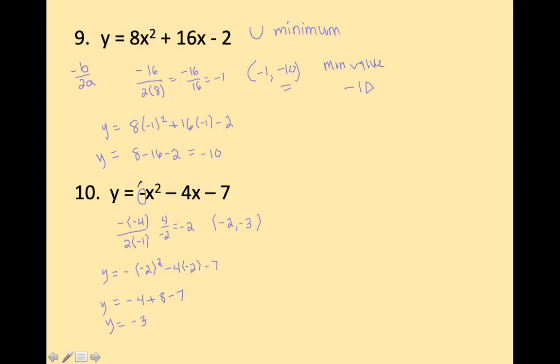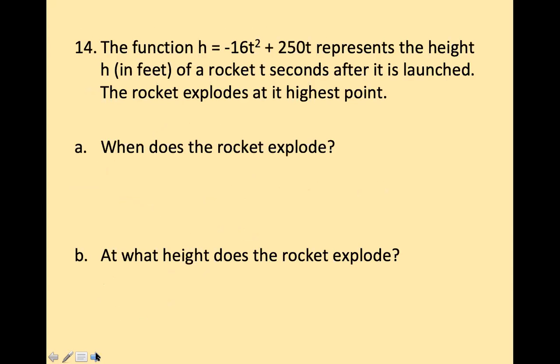And now we needed to know, since the a value is negative, that the graph opens down. So it has a maximum, right? It has a highest point here. And our maximum value in this case is negative 3. Right, notice it's a max, but it's a negative, and that's going to happen sometimes.